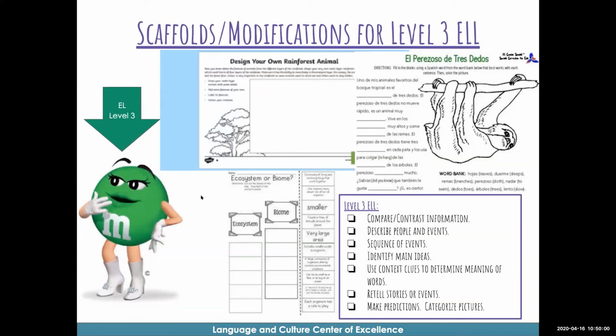So looking at Julia, level 3, here are the scaffolds and modifications that I would do to go with that lesson plan. She could design, and here she's drawing, and she would be making her own rainforest animal. Here I got a word bank in both English and Spanish to help scaffold, and this is a paragraph frame of words to do with the sloth. Over here, she's comparing and contrasting an ecosystem and a biome, cutting and pasting and matching. So here's what she is capable of, and I have found different things that I can use to scaffold or modify for her.